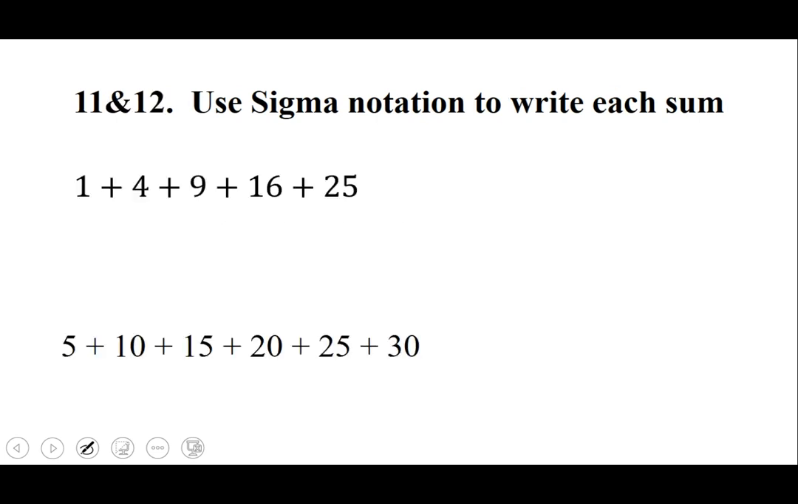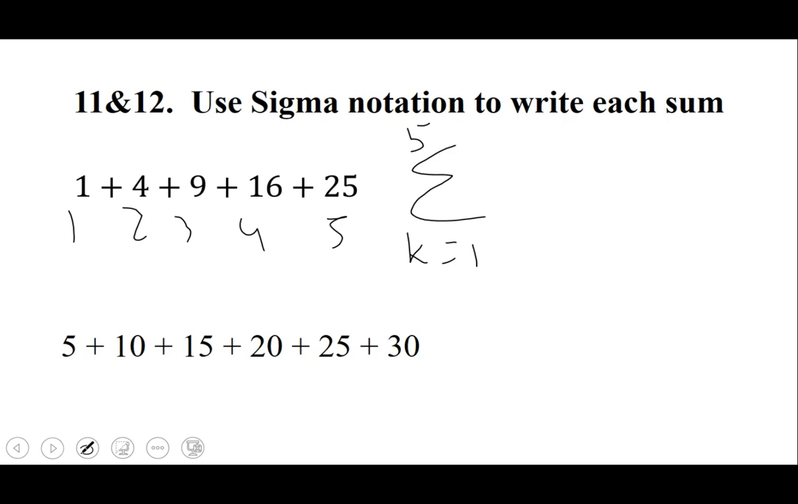Let's try a couple more where you yourself have to actually decide what the formula will be. So 1, 4, 9, 16, 25. And again, hopefully those values look relatively familiar. This is the first, second, third, fourth, and fifth term. That is how I know that I am finding the sum from the first term to the fifth term. And again, I'm using K, but you could use any variable.